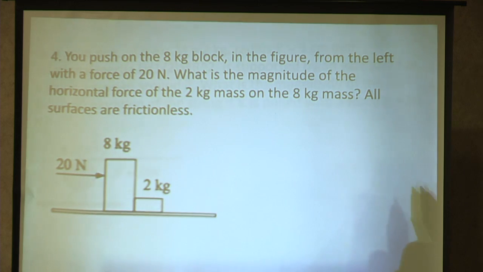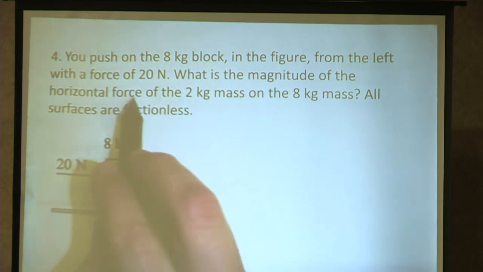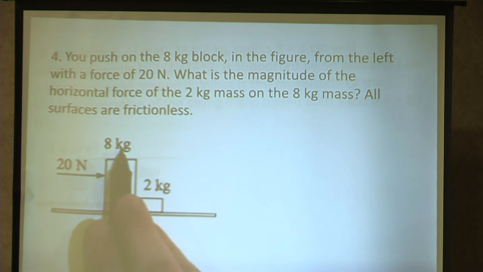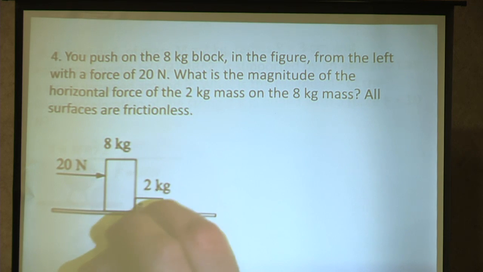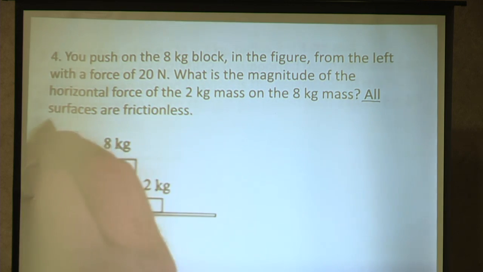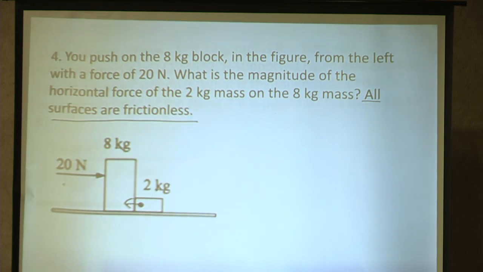Okay, so if we're imagining this, what is the magnitude of the force of the 2 kilogram mass on the 8 kilogram mass? There's going to be some kind of force coming from the 2 kilogram block, and it's going to be resisting this 20 newton overall force that's being pushed on it. So also keep in mind all surfaces are frictionless, which makes our lives easier.